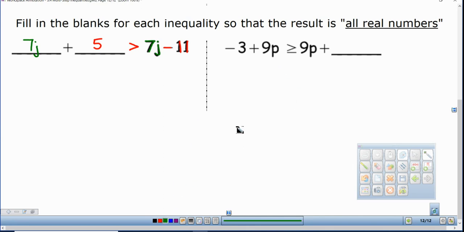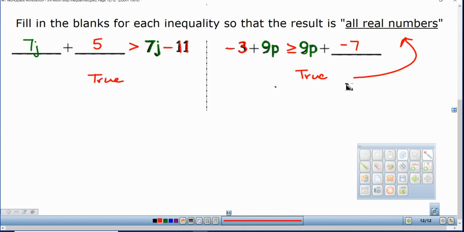5 would be a perfect answer there, among other numbers, of course. Here we have the 9p on both sides. Those are going to get canceled out. They have no effect on the problem. And we're looking to make it true. We have negative 3, and we want it to be greater than something. Negative 3 is greater than negative 7. And so this would be a true statement and therefore all real numbers.